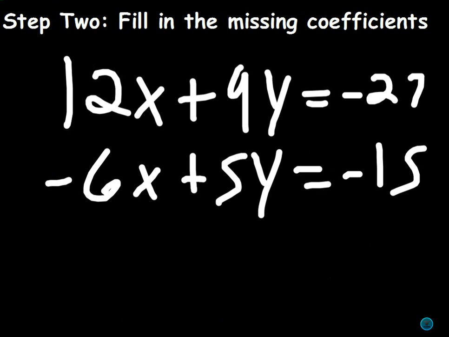So when we put both of those equations together, we have 12x plus 9y equals negative 27, and negative 6x plus 5y equals negative 15. We've converted both equations to standard form. And remember, step 2 is to fill in missing coefficients, but in this case everything is filled in.